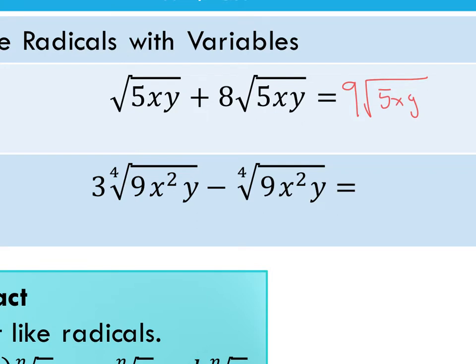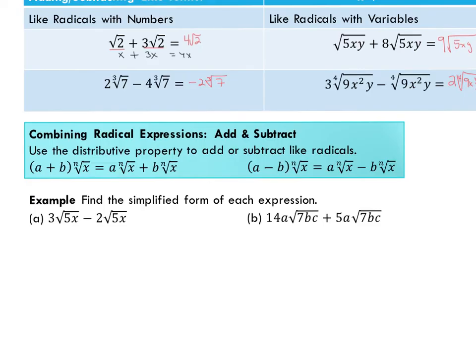If we have 3 times the 4th root of 9x squared y minus the 4th root of 9x squared y, that would be 2 times the 4th root of 9x squared y. So when we are combining radical expressions with addition or subtraction, notice it's almost like they took our two numbers in front of the radical and factored them out. The same thing is true with subtraction.